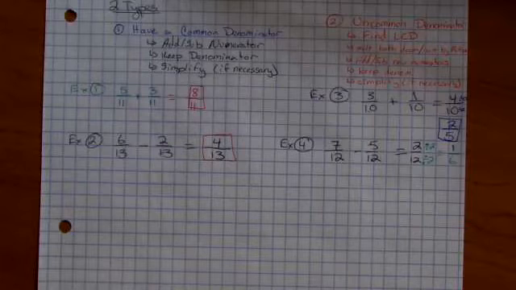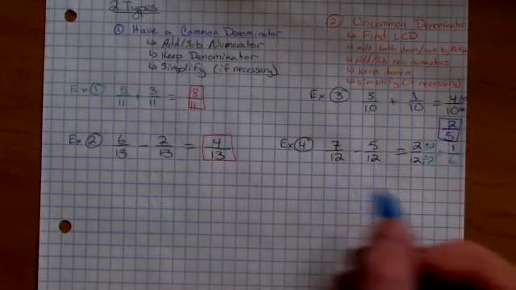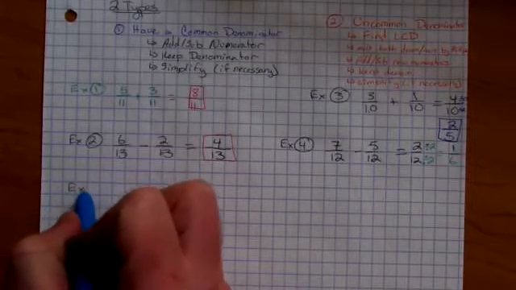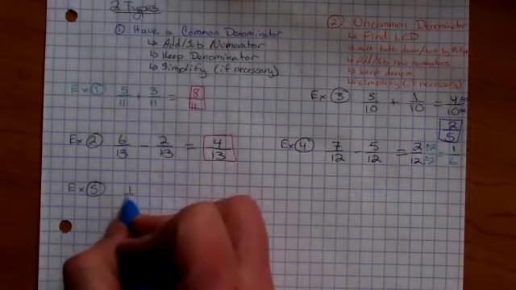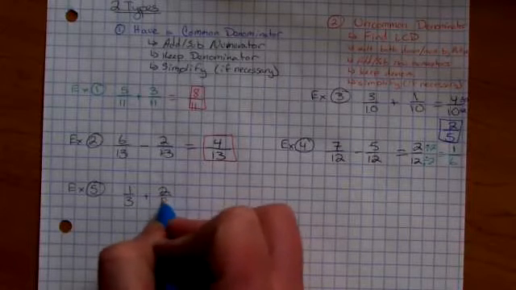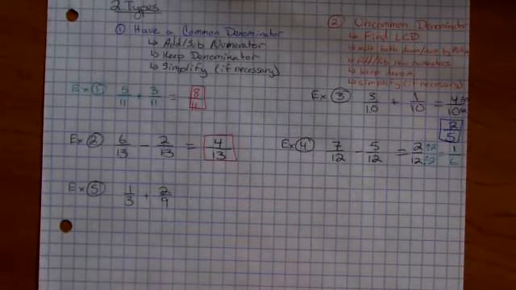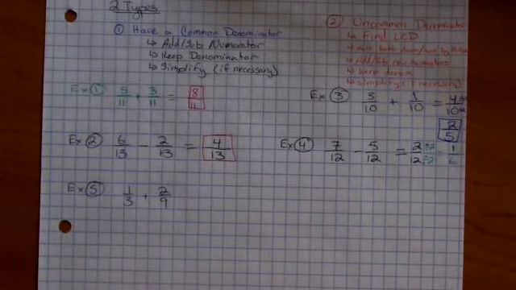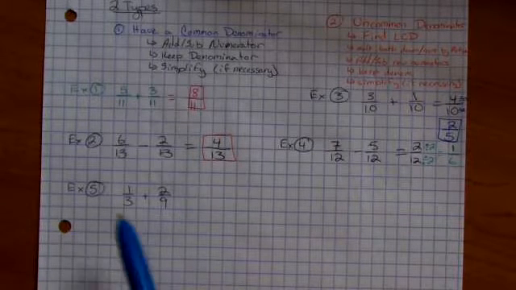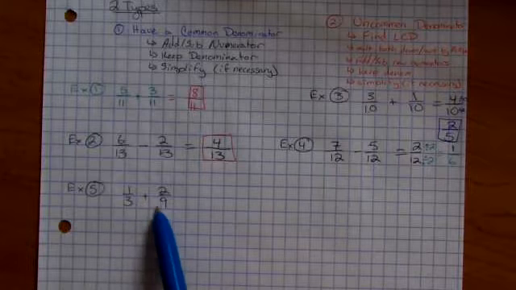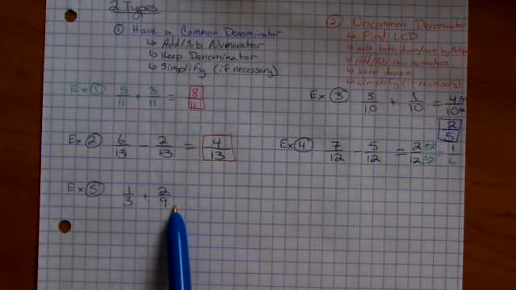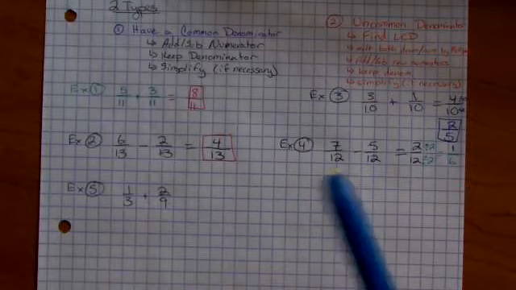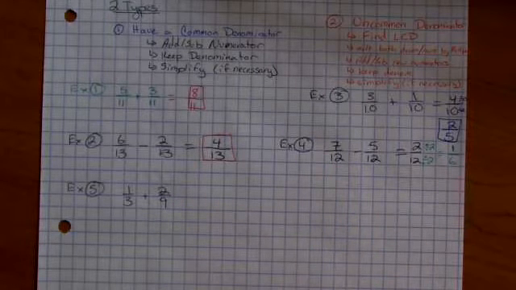All right, so we're going to slide this up a little bit so we have room for some examples. So the first example, example 5, is going to be 1/3 plus 2/9. Well, they don't have a common denominator, so we need to figure out what the least common denominator is. If we list the multiples, the multiples of 3 are 3, 6, 9, 12, 15, 18. The multiples of 9 are 9, 18, 27, and so on.